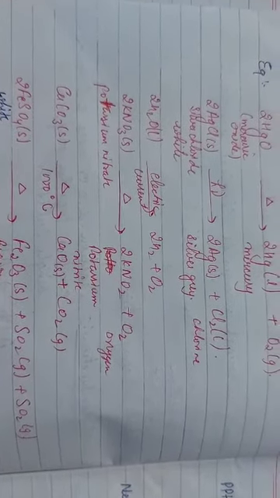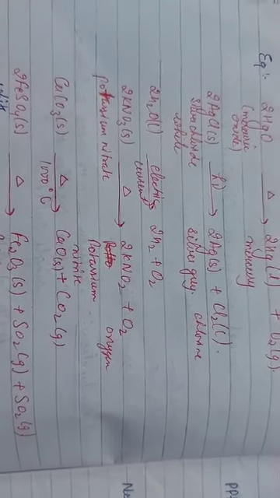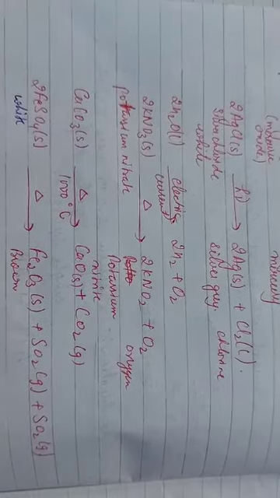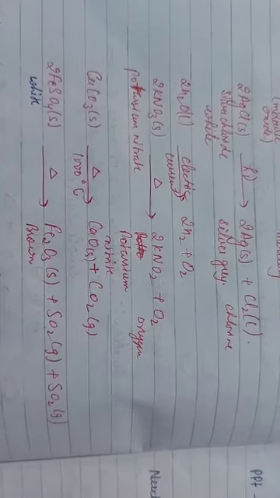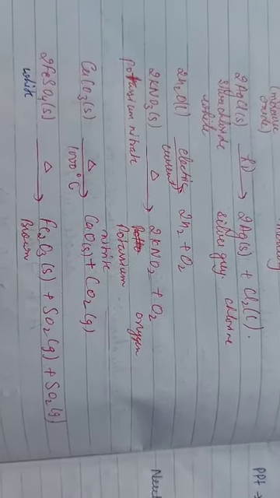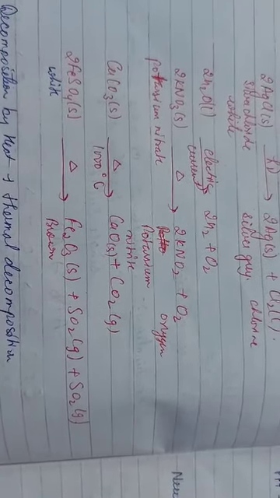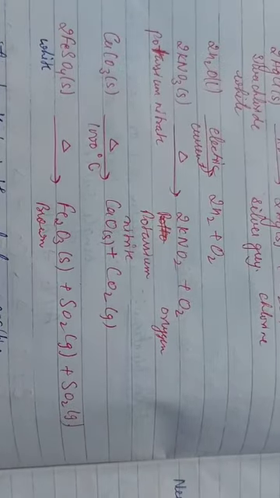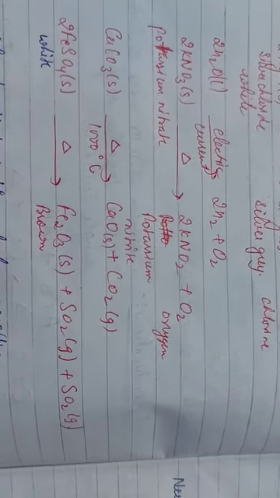KNO3 after the action of heat gives KNO2 and O2. And then CaCO3, after heat treatment at 1000 degrees Celsius, gives CaO and carbon dioxide. Then white colored FeSO4 gives brown colored Fe2O3, SO2 and SO3 gas.